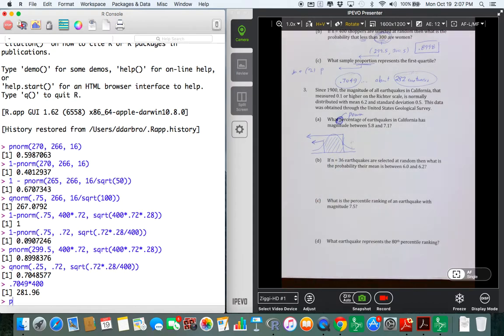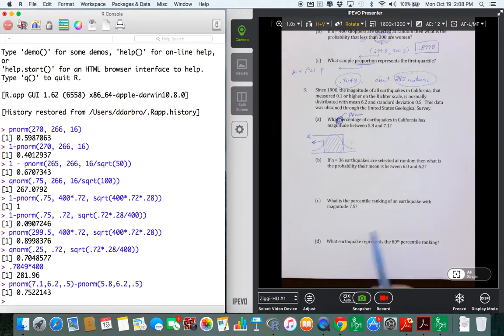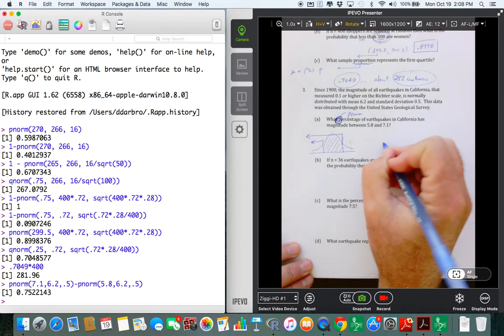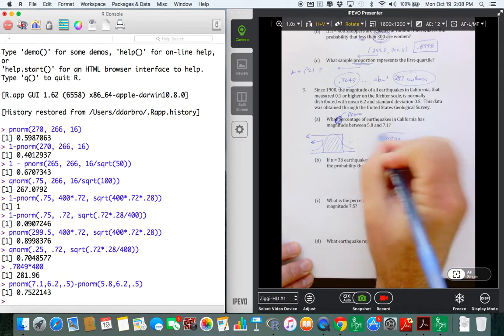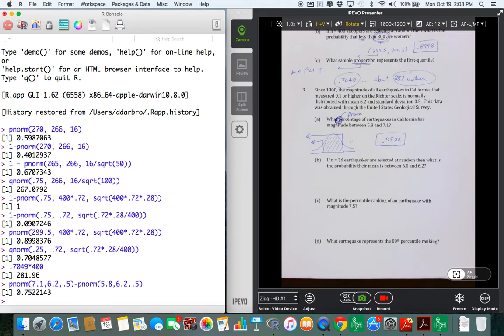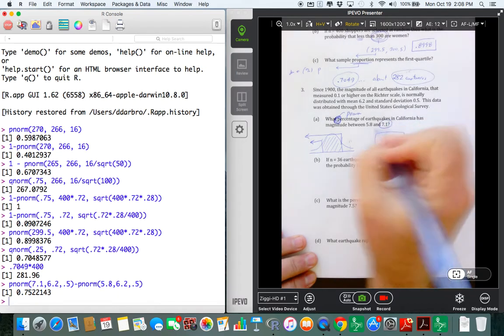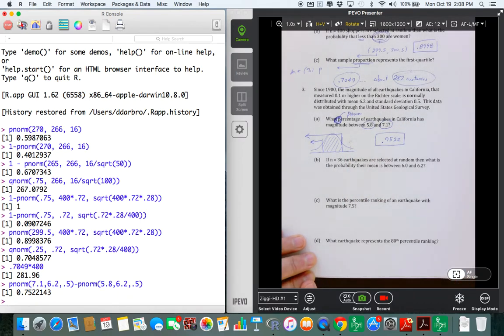So guys, I'm going to go P norm, 7.1, comma 6.2, comma 0.5, and then I'm going to subtract out P norm, 5.8, mean of 6.2, I'm sorry, and 0.5. So the area between that will be 0.7522. Make sure I didn't make a typo. 7.1, 5.8, yeah. So this is the value I used in the first part, and this is the value I used in the second part.